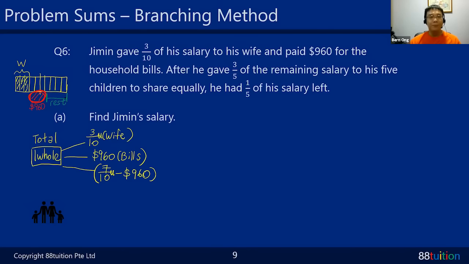Can you see that? All right. So that's called the rest. But how do you represent the rest in terms of a unit? How do you represent the rest as a unit? So 3 out of 10 is given to the wife. This portion to this portion is considered your 7 over 10, right? 7 over 10 units. So simply the rest, looking at the model on top, is 7 over 10 units minus 960. That's considered the rest, which is called the remainder.